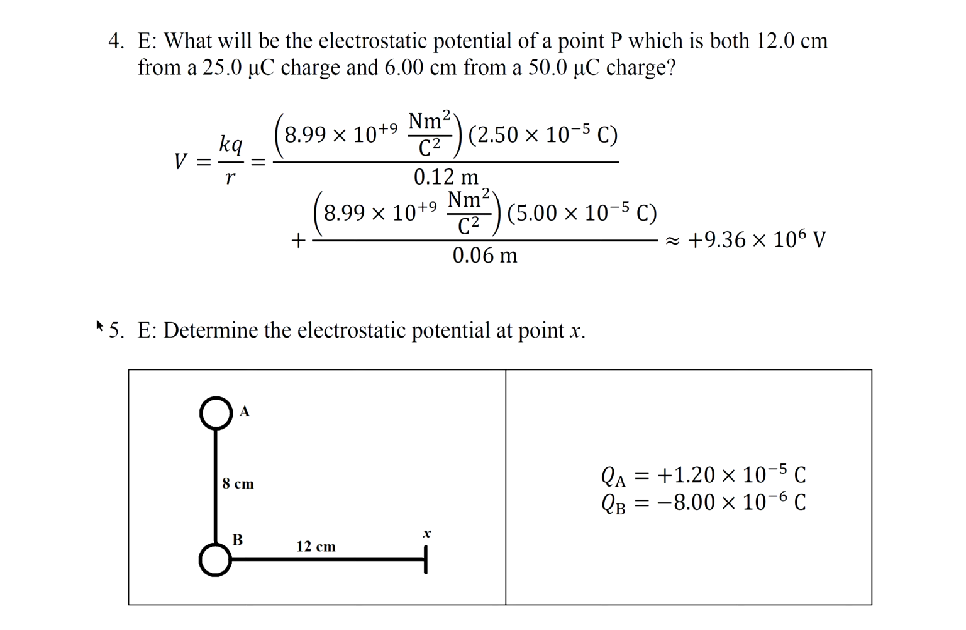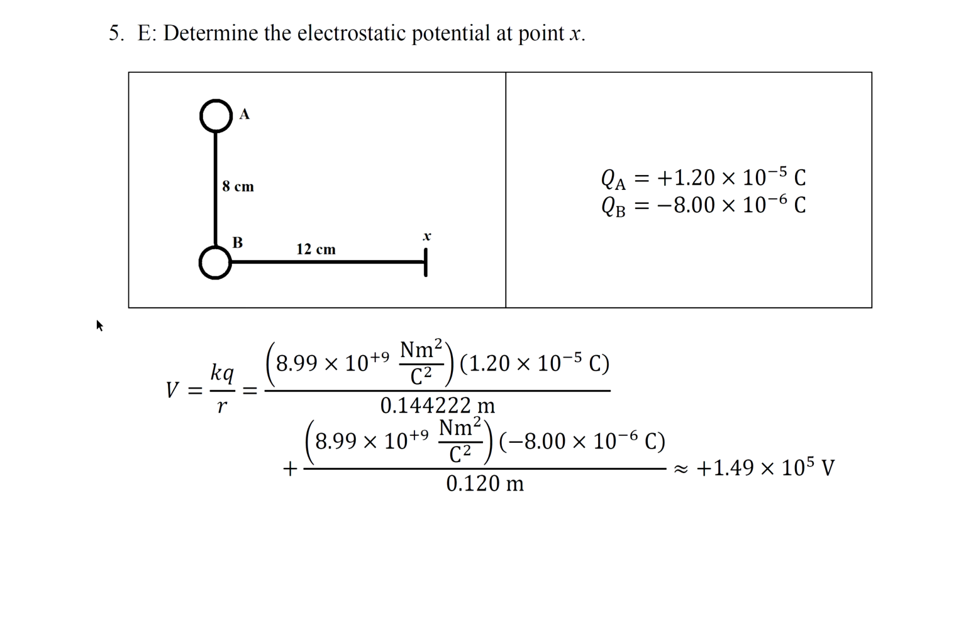Question 5. Determine the electrostatic potential at point X. So you see we have to use a little bit of trigonometry to find out the distance from object A to point X. So we're just going to use kq over R twice.